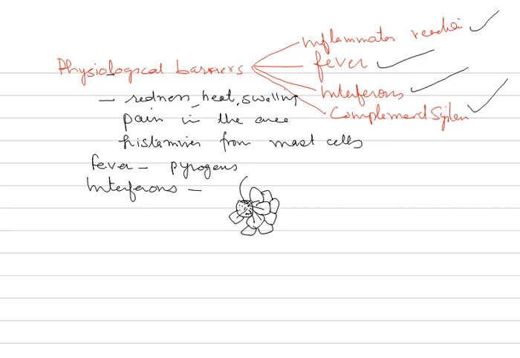They are divided into three groups based on the cell of origin. Namely, they may be the leukocytes, then there may be fibroblasts, and the third one is the lymphocytes.